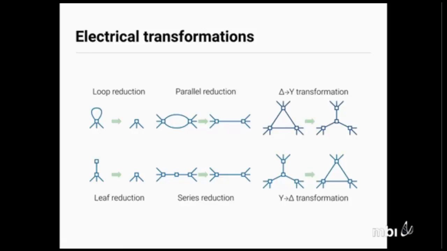If you have any loops, you can get rid of them because there's no current going around that loop. If you have a dangling edge, you can get rid of it because there's no current going down that edge. If you have two resistors in series or in parallel, you can replace them with a single resistor. And if you have a triangle, you can replace it with a Y. If you have a Y, you can replace it with a triangle. These are known as delta-Y transformations.